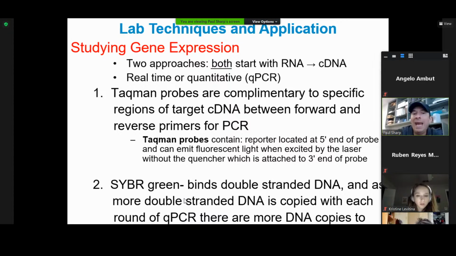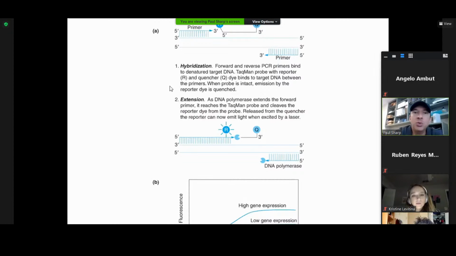Now, SYBR Green is not as specific. It is just going to bind double-stranded DNA, preferentially over single-stranded DNA. And the more double-stranded DNA you have, the more fluorescence you get. Fluorescence is directly correlated with the amount of PCR product, and the same thing holds with the TaqMan probes. Okay, so this is really good.